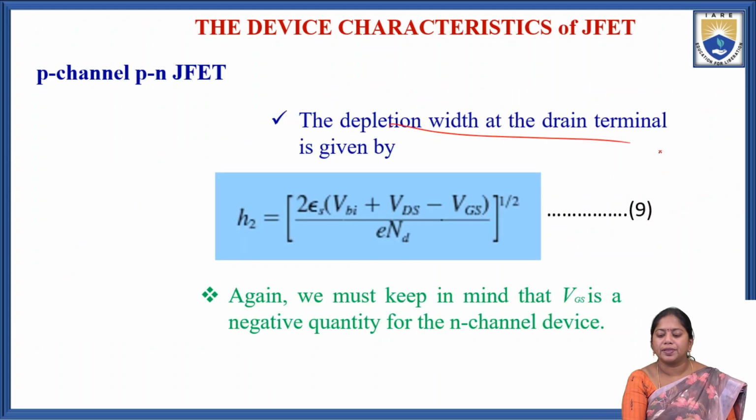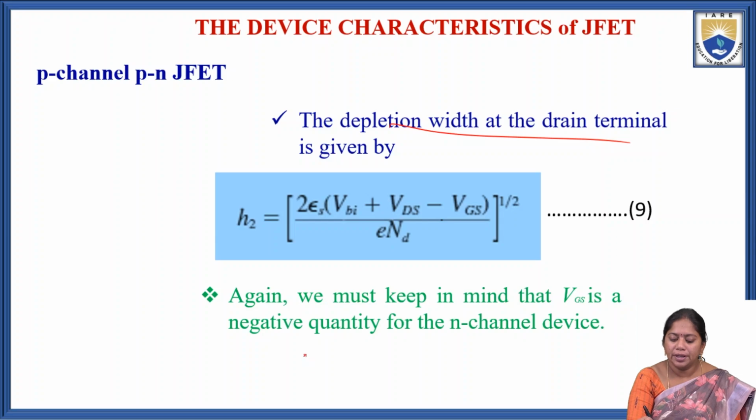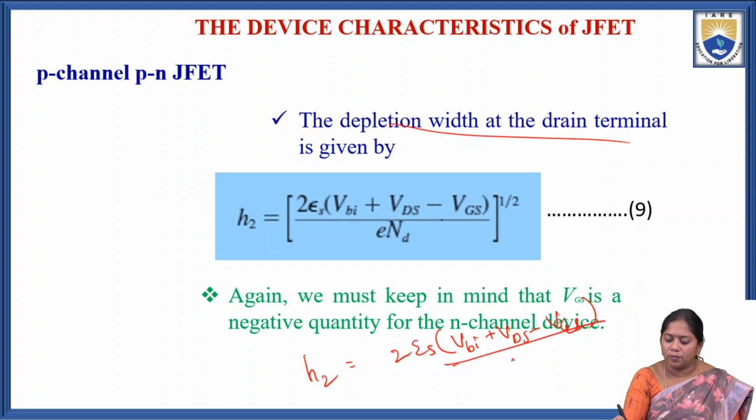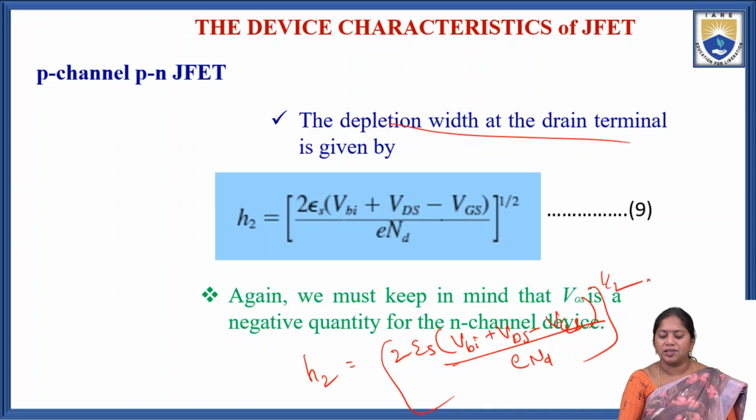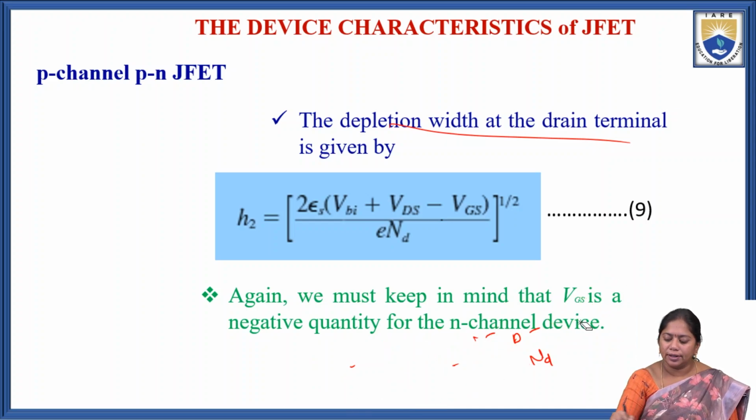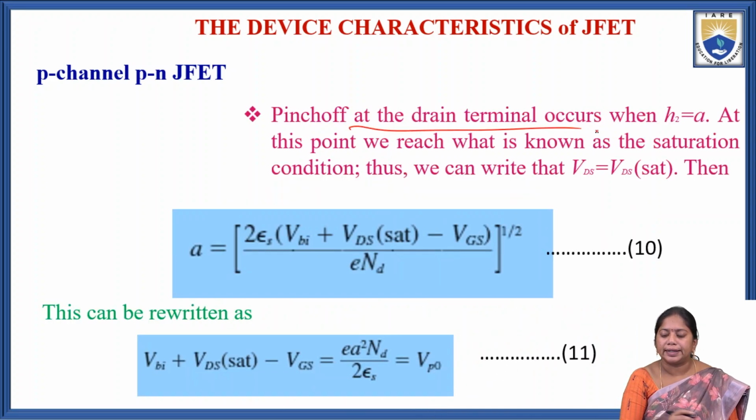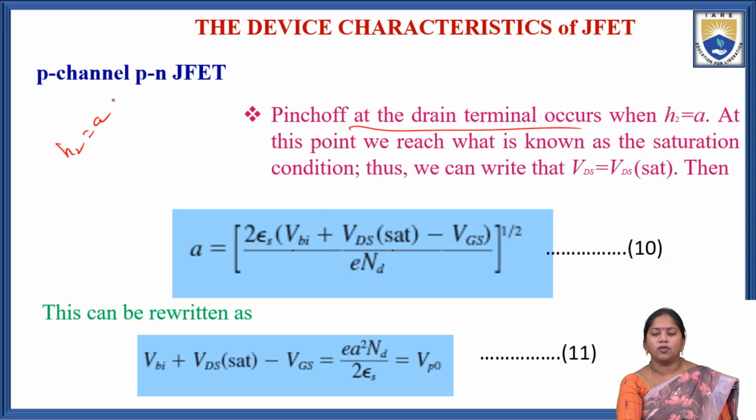So the depletion width at the drain terminal is given by h2 equal to 2 epsilon s into Vbi plus VDS minus VGS divided by e Nd, whole to the power of 1 by 2, that is equation 9. Again we must keep in mind that VGS is a negative quantity for the N channel device. So the pinch-off at the drain terminal occurs when h2 equal to a.